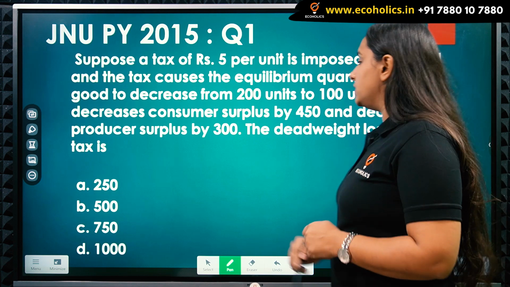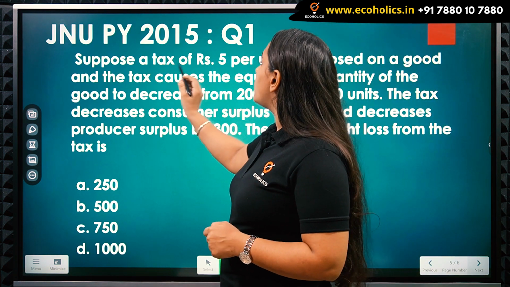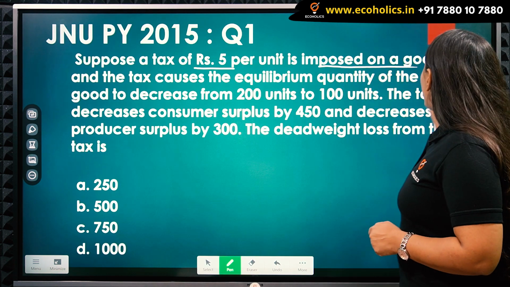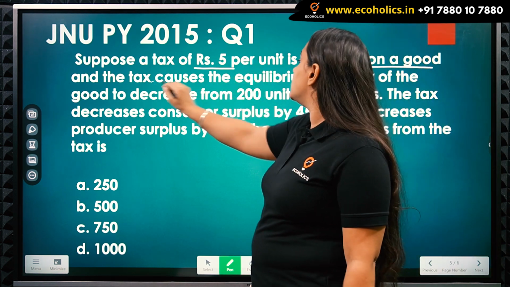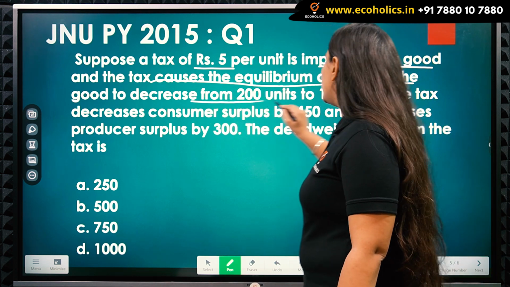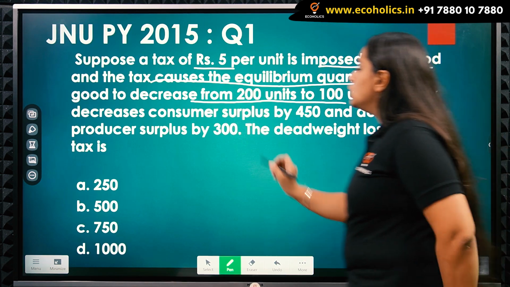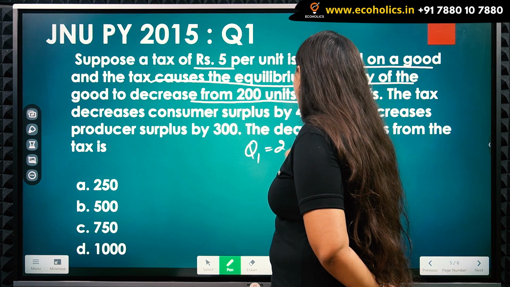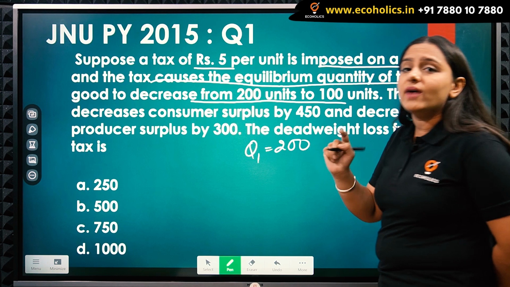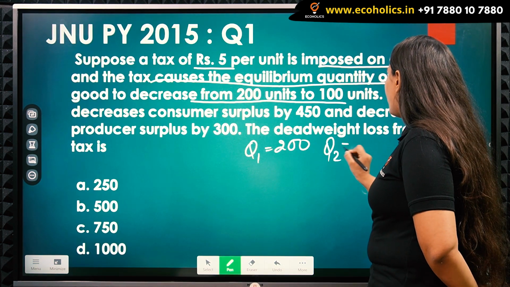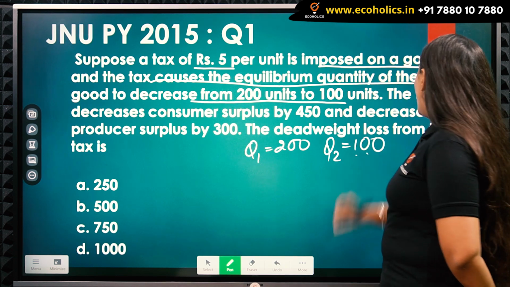So what is the question? The question reads: suppose a tax of ₹5 per unit is imposed on a good and the tax causes the equilibrium quantity of the good to decrease from 200 units to 100 units. So the equilibrium quantity was earlier equal to 200, but because a tax is now imposed, the equilibrium quantity falls from 200 to 100 units.